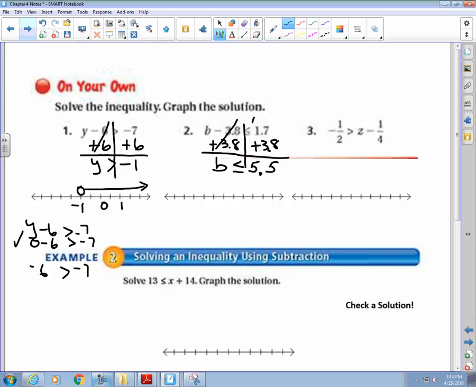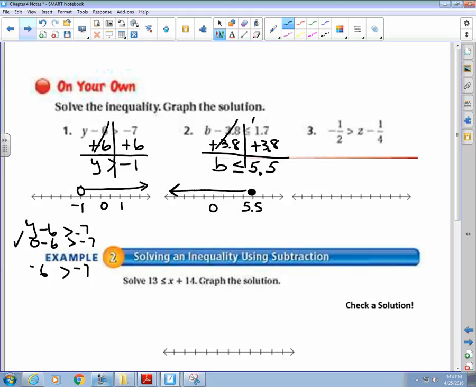So on the number line, I'm going to put a 0. I'm going to put 5.5 somewhere over here to the right, because I know 5.5 is positive, so it has to be to the right of 0. Now it says that b can be less than or equal to 5.5, so I'm going to put a closed circle there because it's allowed to be equal to it. And then it also says it can be less than 5.5, so that's going to be an arrow that goes to the left.